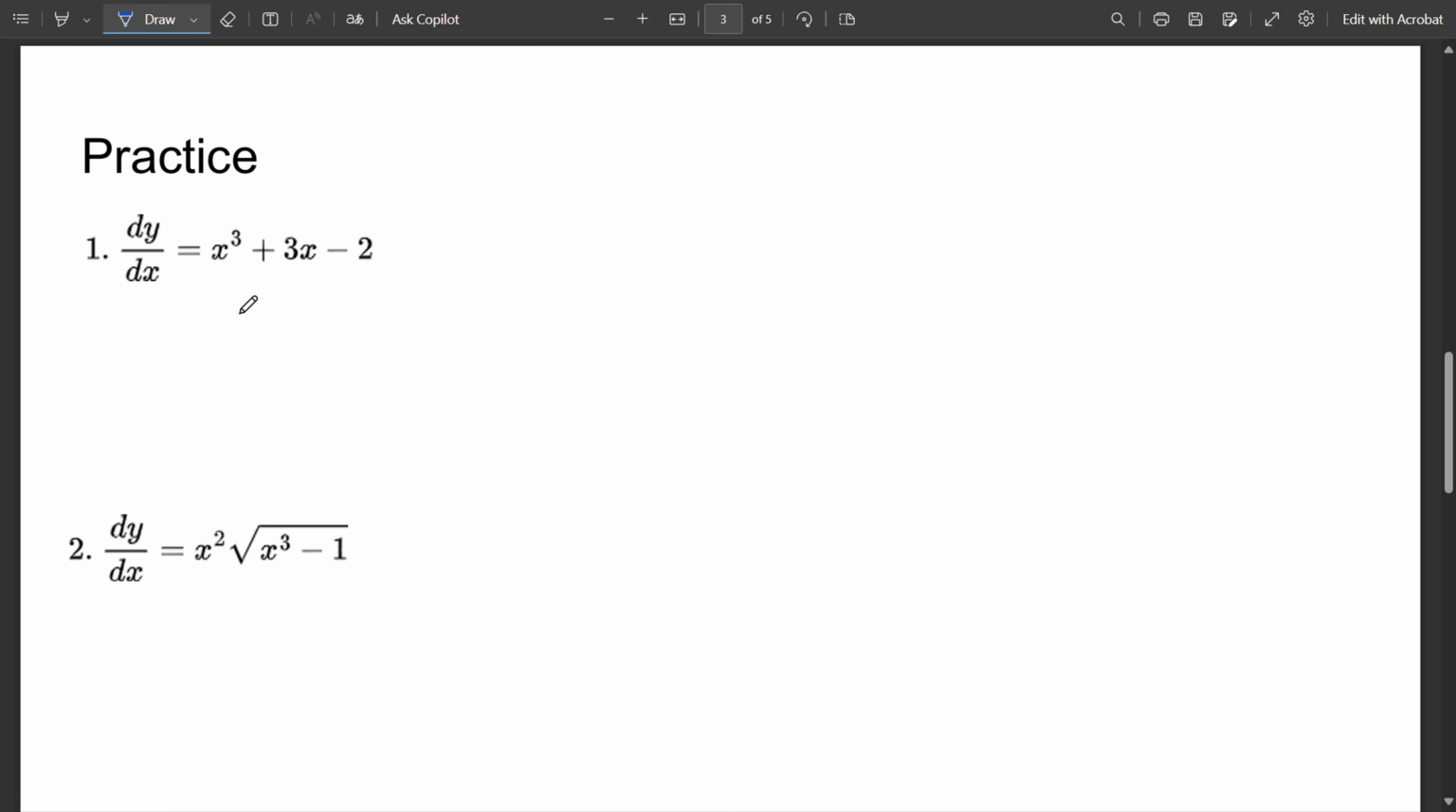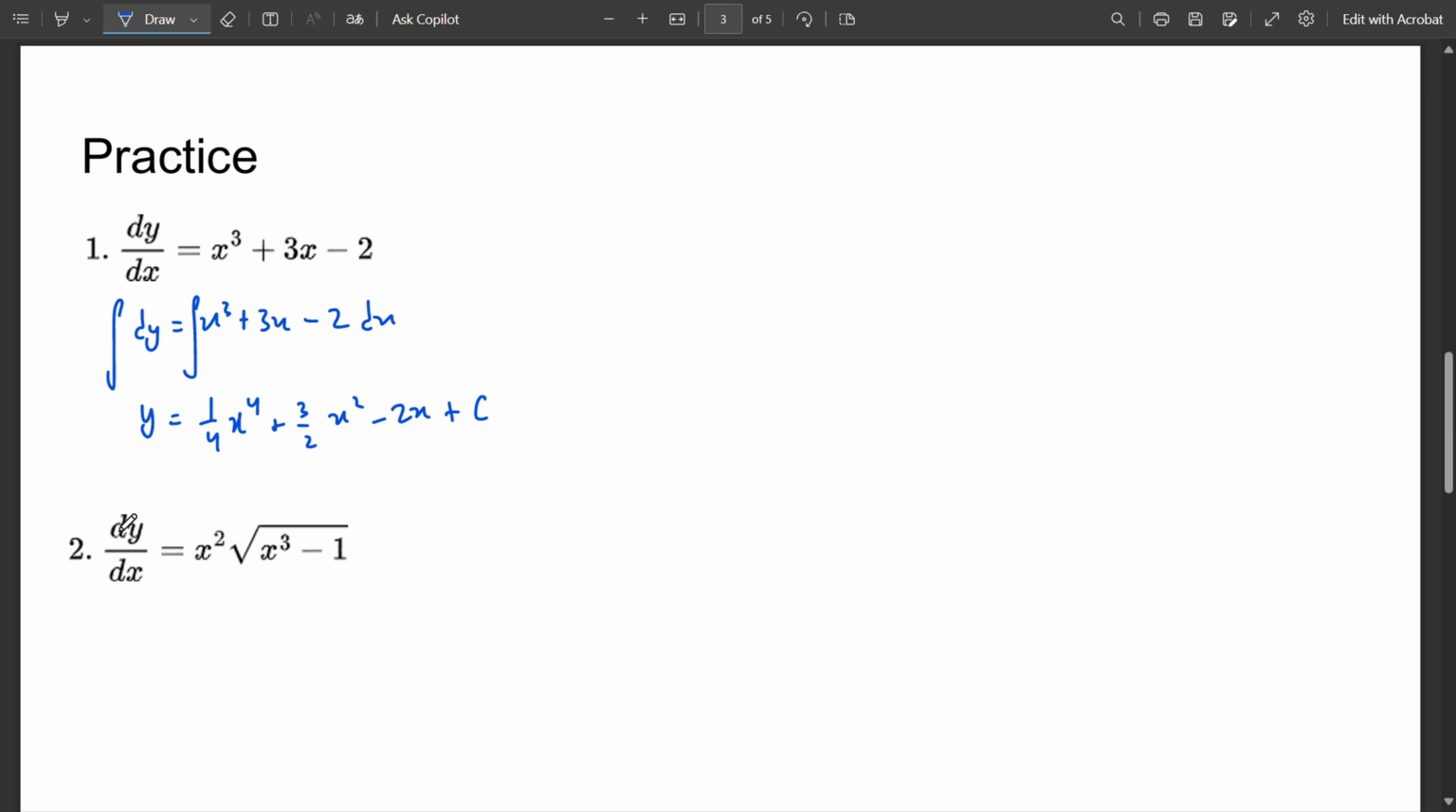So we have dy by dx equals x cubed plus 3x minus 1. Like before, we can put it as dy equals x cubed plus 3x minus 1 dx, and we integrate both sides. We'll have y equals 1 over 4 x to the 4th, plus 3 over 2 x squared, minus 2x, plus a constant of integration. Well, that's basically it for number 1.